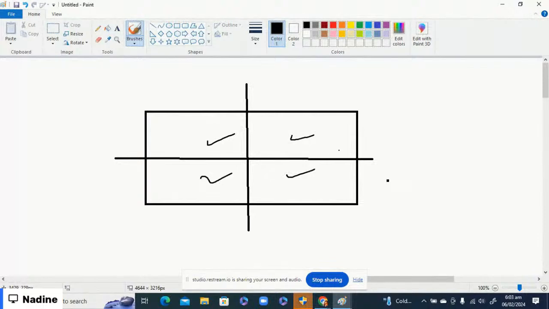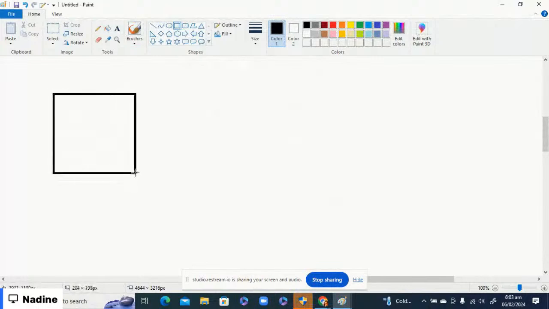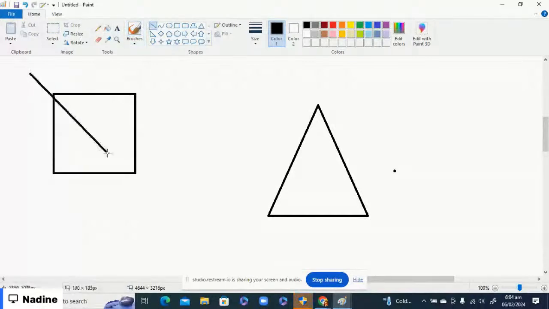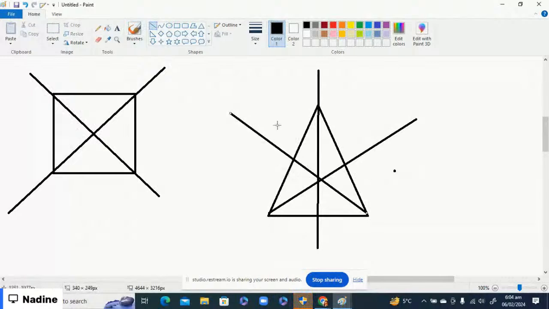Now for other shapes, let me use the square. If I cut the square this way, this is one line of symmetry, and then cut it again this way. Look, these are four equal parts, and this is basically two lines of symmetry. Now for the triangle, this is one line of symmetry, two equal halves, and then if you divide it more this way and this way, this is basically three lines of symmetry. So the triangle has three lines of symmetry.